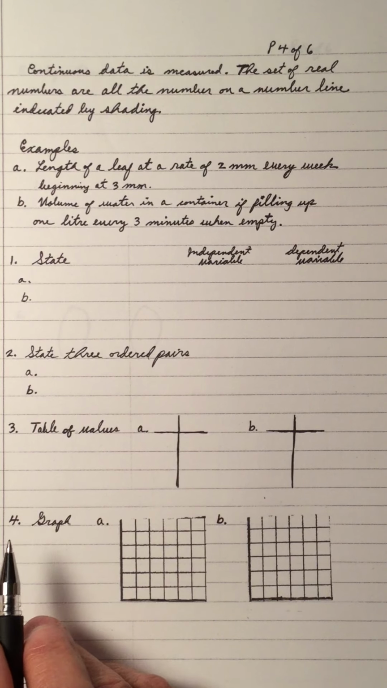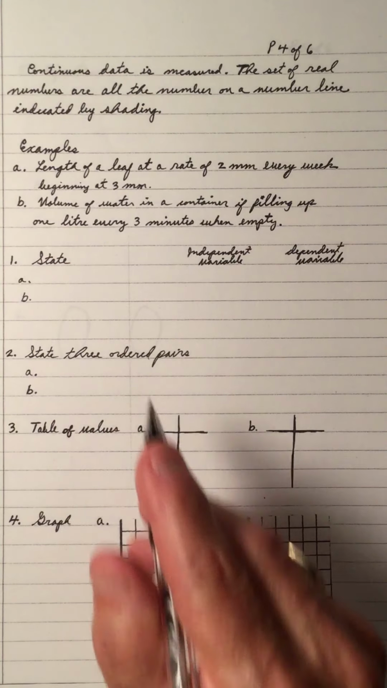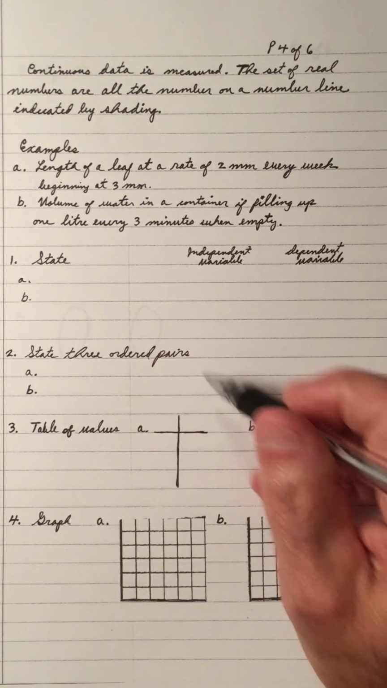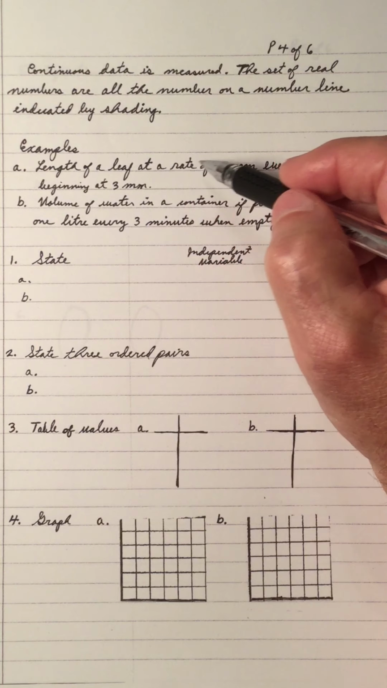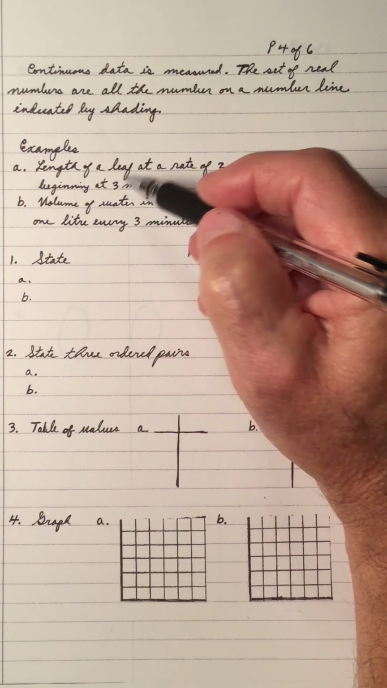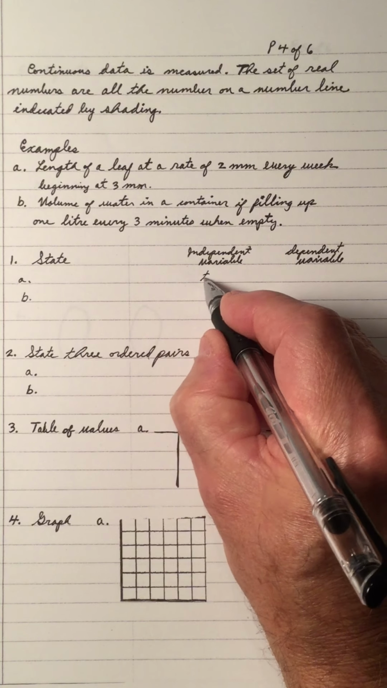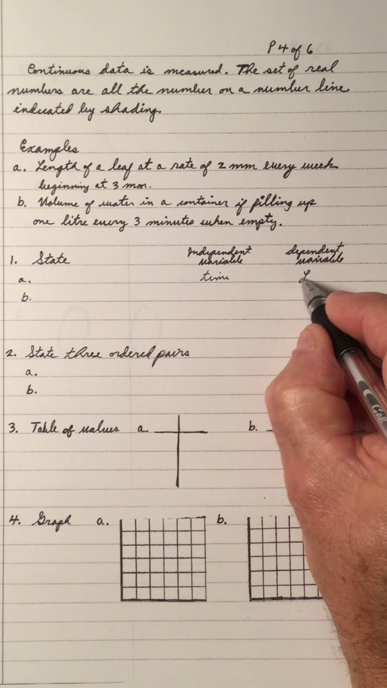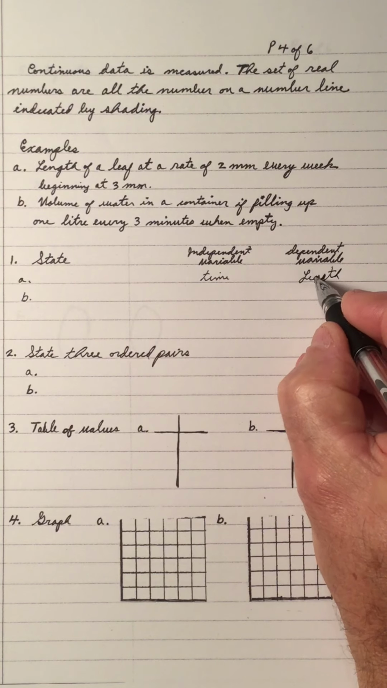So let's look at number 1. Let's do these again like I did before. Take A and work each out, then I'll go back and pick up B and work each of these out. A, the length of a leaf at a rate of 2 millimeters every week beginning at 3. So your independent variable is time, and your dependent variable is the length of the leaf.